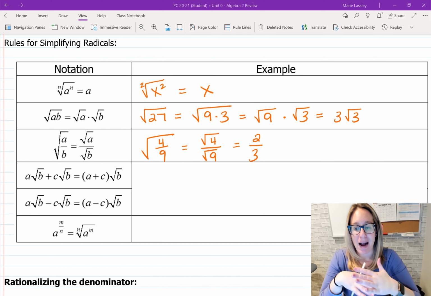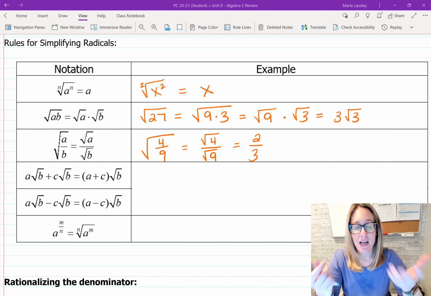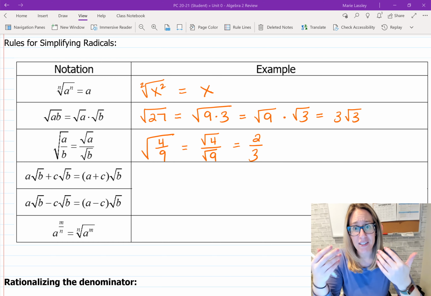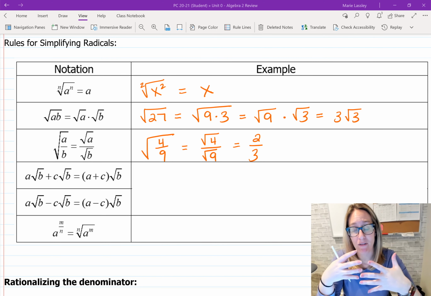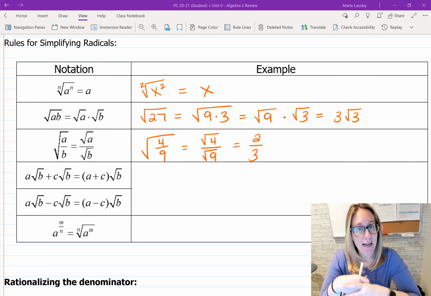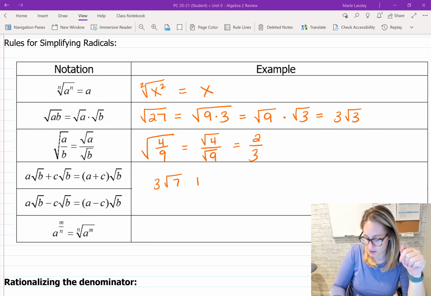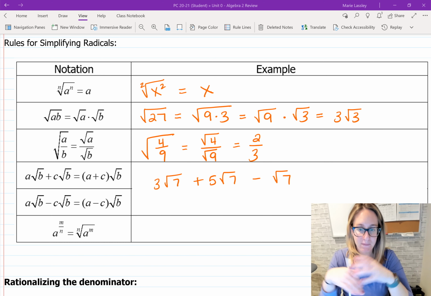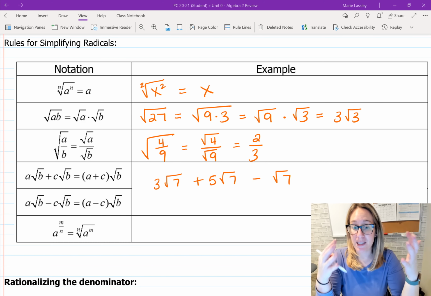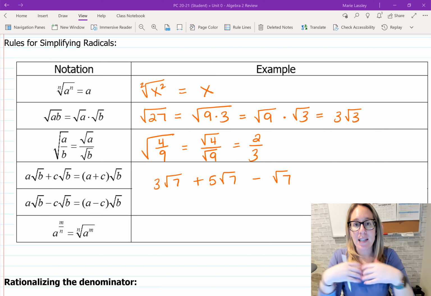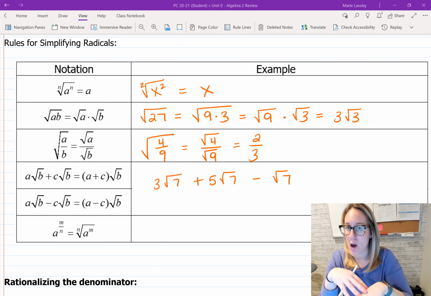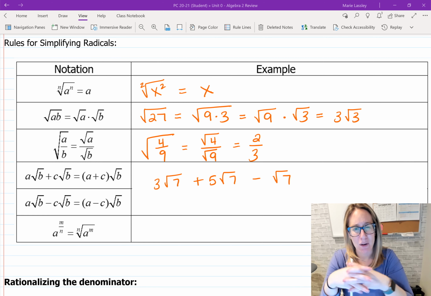And this is kind of like a combining like terms situation. If you have two different terms that have the same radical, so the same number underneath that square root or cube root or whatever it is that you're working with, you're allowed to combine them into one term. For instance, if I had 3 square root of 7 plus 5 square root of 7 minus the square root of 7, all three of these terms have a square root of 7 in them. Just like if I had 3x plus 5x minus 1x, I would be able to combine all of them into one because they were like terms.